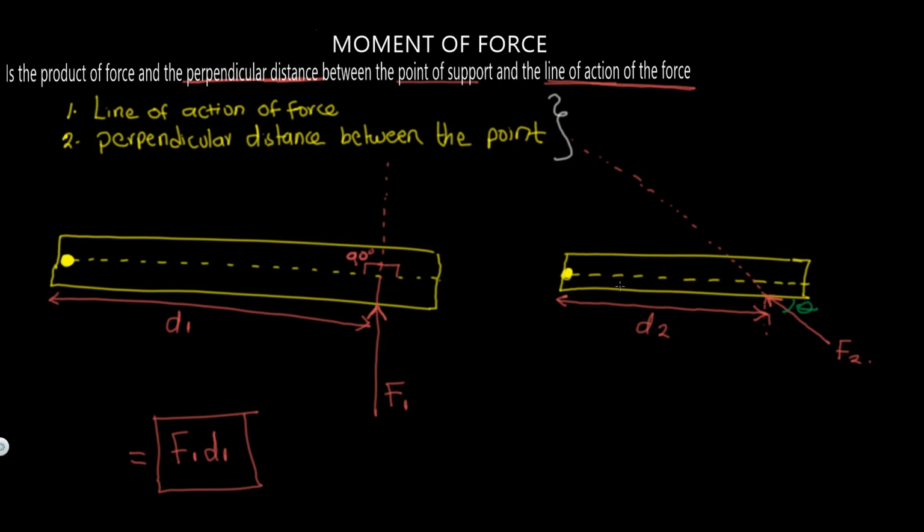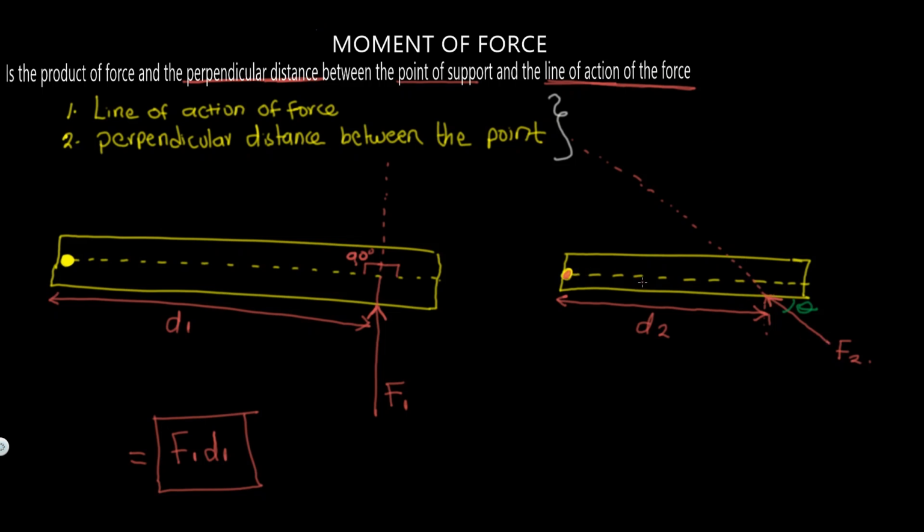So that means that we cannot use this one as the perpendicular distance. So what we need to do is to find the perpendicular distance of this force 2, this F2. Remember we said that the moment of force is the product of force and perpendicular distance between the point of support and the line of action of the force. Mark these words: the point of support is this point here, because this is the moving part of this door. And the line of action of force is this thing here.